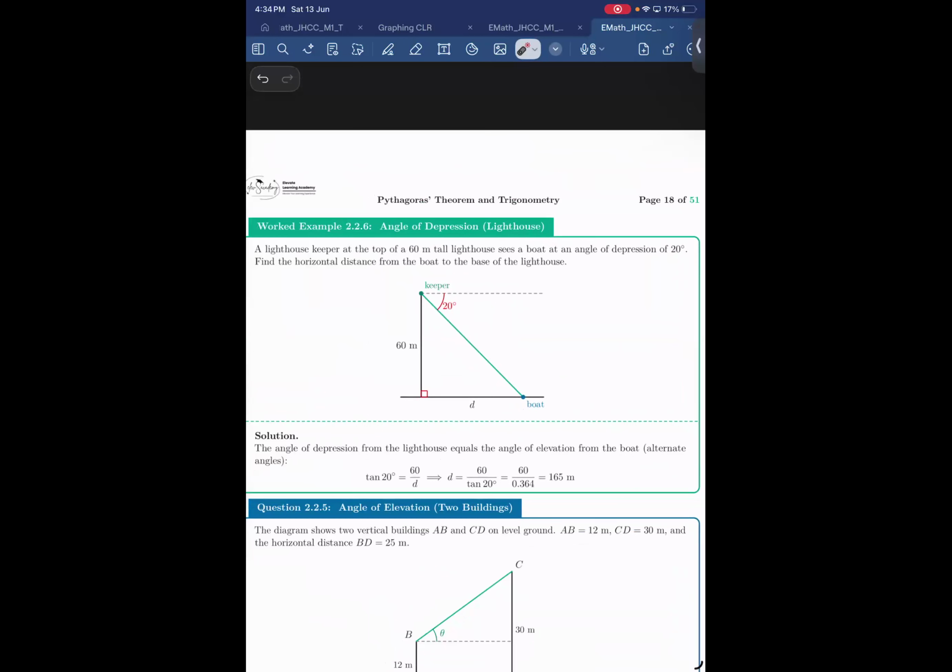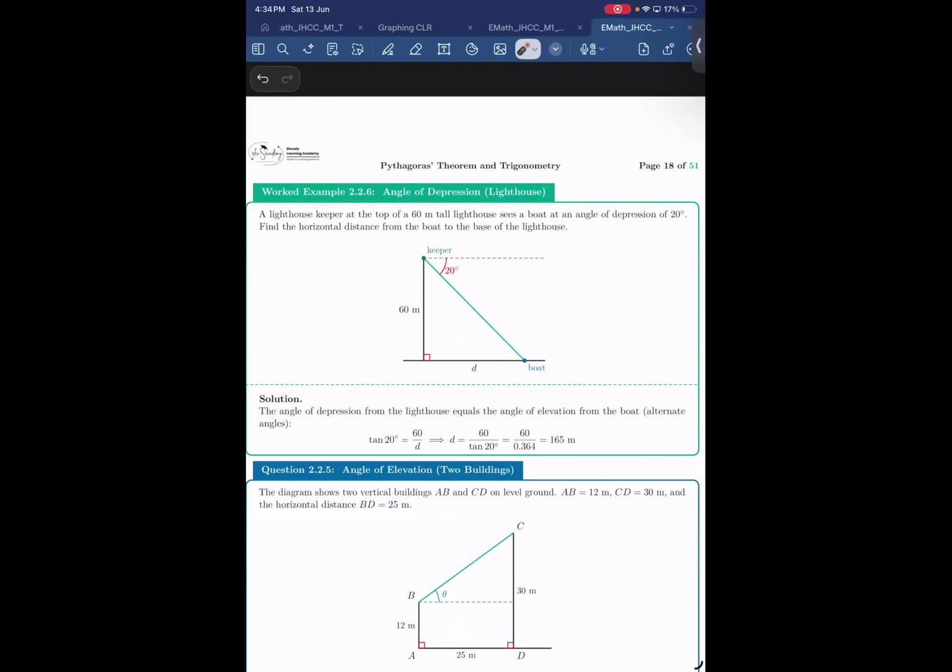Now we're talking about angle of depression. A lighthouse keeper at the top of a 60-meter lighthouse sees a boat at an angle of depression of 20 degrees, so this is 20 degrees. Find the horizontal distance from the boat to the base of the lighthouse. The boat is here, the base of the lighthouse is here, so we want to find D.